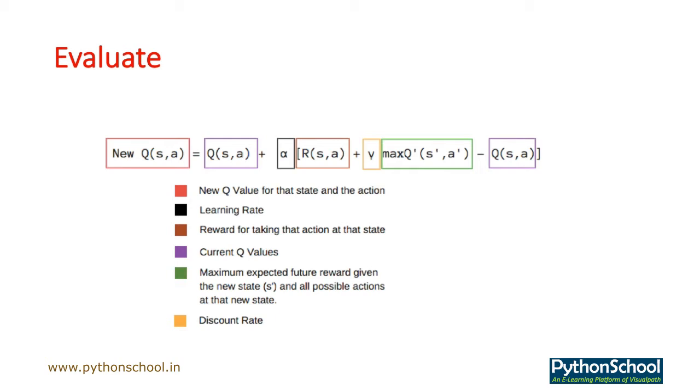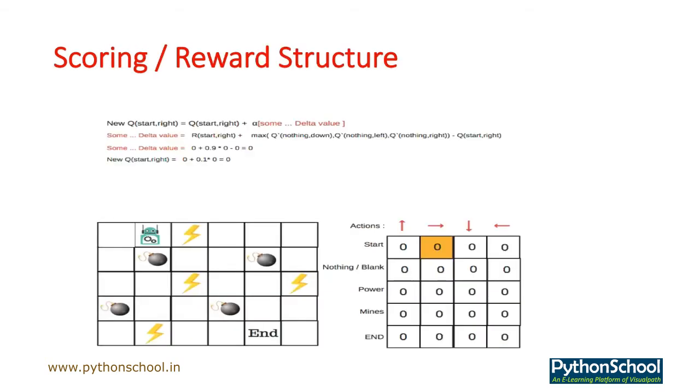In the case of the robot game, to reiterate, the reward structure will be: power will be +1, mine will be -100, and end will be +100. The pictorial depiction of the same is as shown. We will repeat this again and again until the learning is stopped. In this way, the Q table will be updated.